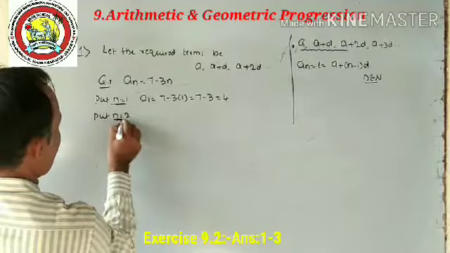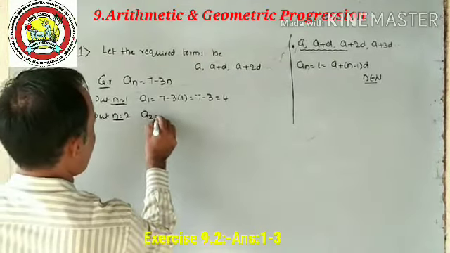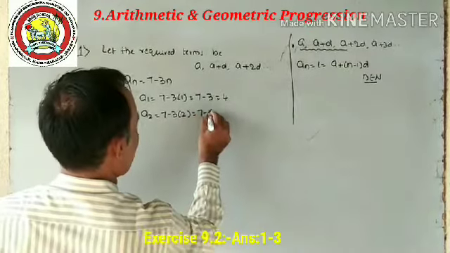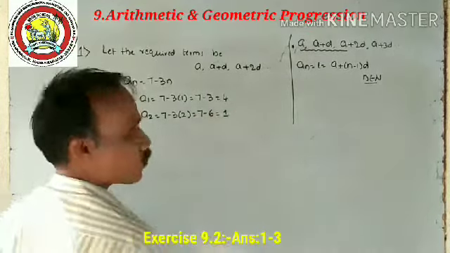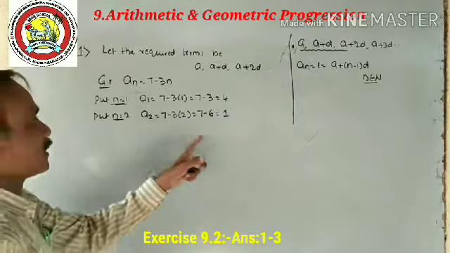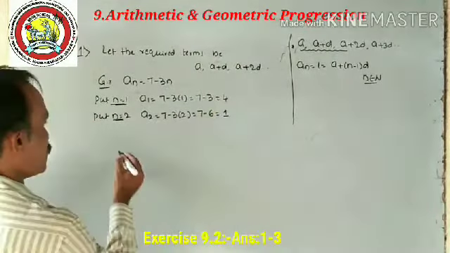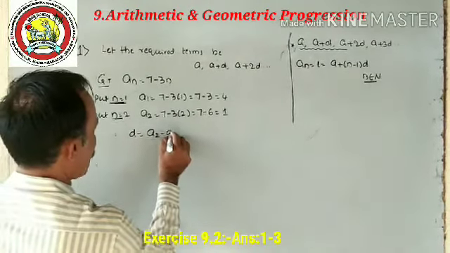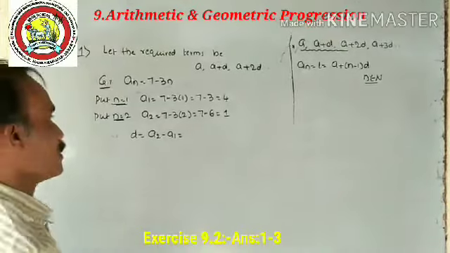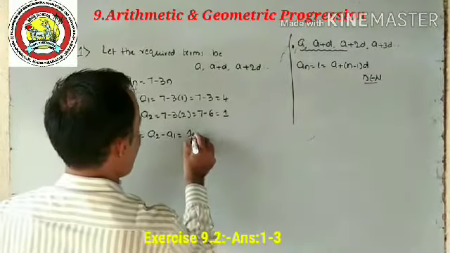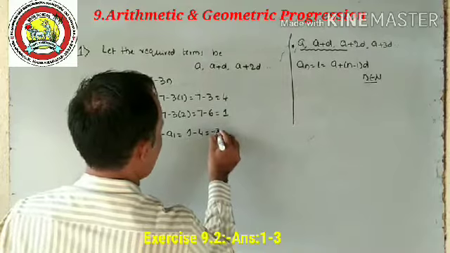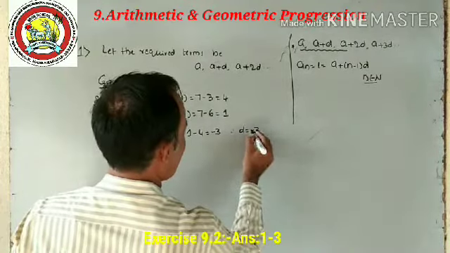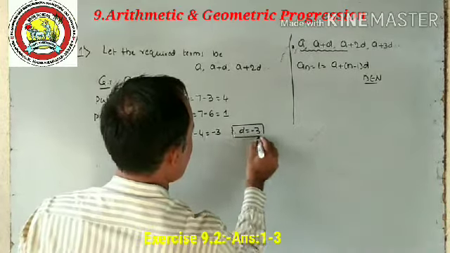Put n is equal to 2 for the second term. So a2 is equal to 7 minus 3 into 2, that is 7 minus 6, so the second term is 1. If you know the first and second terms, you can find the common difference easily. Therefore, d is the difference between any two consecutive terms, that is a2 minus a1, so 1 minus 4 is equal to minus 3. Therefore, the value of d is minus 3.